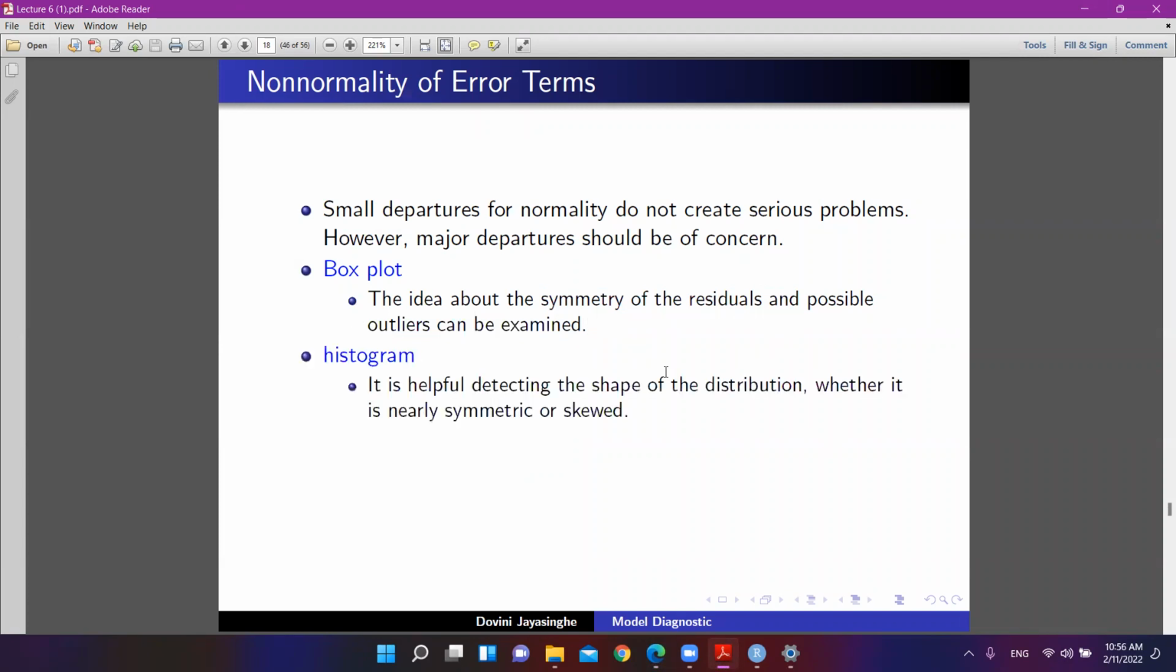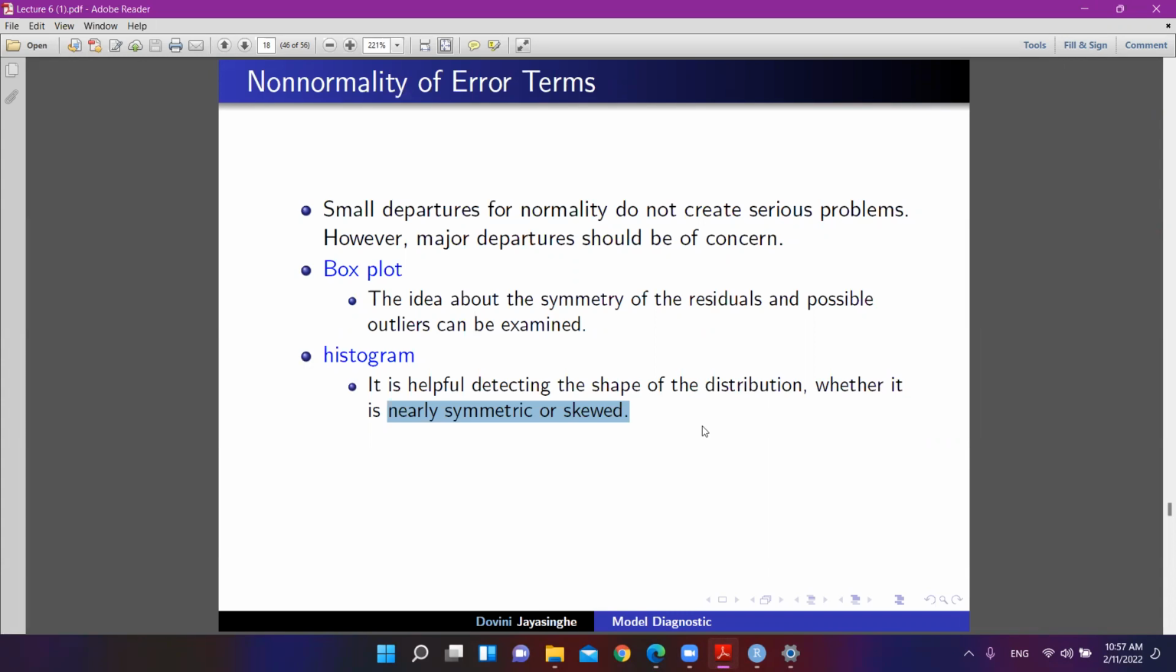Histogram. It is helpful for detecting the shape of the distribution, whether it is nearly symmetric or skewed. Remember, by the histogram, you cannot say whether it is normal or not, right? Assume you got a symmetric distribution. Can you say it is normal? Why? Because all the normal distributions are symmetric, but not every symmetric distribution is normal.